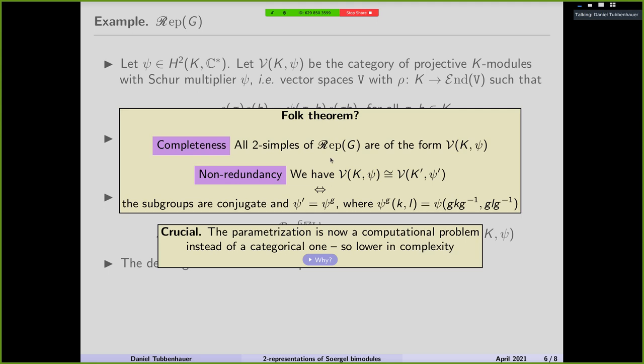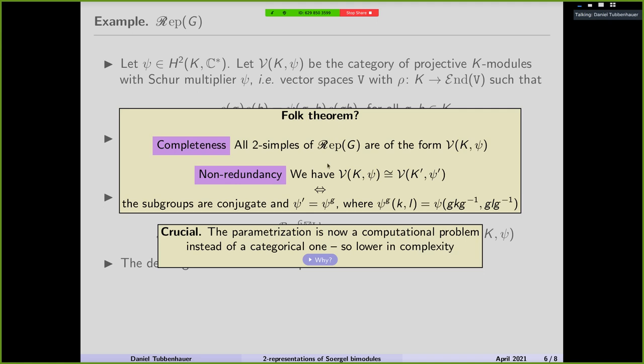And why is this a good classification? Why is this really a good parameterization? Because now it is basically a computational problem. So instead of having a categorical problem, what on earth can I do? Write down 2-functors from Rep G to basically anything? It seems to be pretty much impossible at first glance. This looks much more tractable, right? Just for your given fixed group, you should classify subgroups up to conjugacy, which still can be really tricky. But still, it's a problem on a different level. So I would call this a good parameterization. This is a good classification theorem because it reduces the complexity to a lower level.